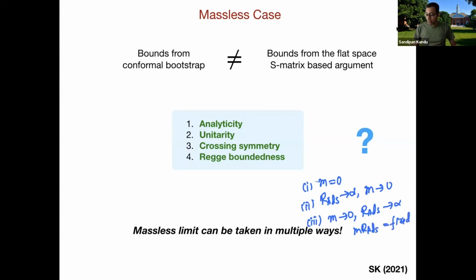So the CFT bound agrees with the flat space bound only for the second case. When I don't take the exact massless limit, basically I take the mass to be small, then take the limit that the mass goes to 0. But if I take the mass to be 0 to begin with, or if I take the other limit where I'm taking the mass to 0 and R_AdS to infinity at the same rate, then they don't match.